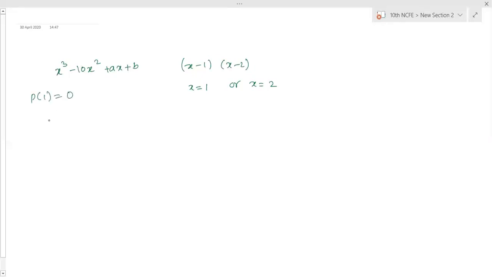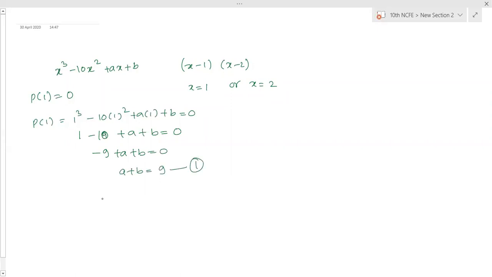So p of 1 is equal to 0. So what is p of 1? 1 cube minus 10 into 1 square plus a into 1 plus b is equal to 0. 1 minus 10 plus a plus b is equal to 0. Minus 9 plus a plus b is equal to 0. a plus b is equal to 9. This is equation 1.